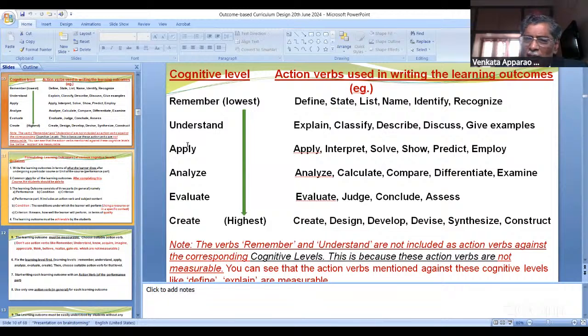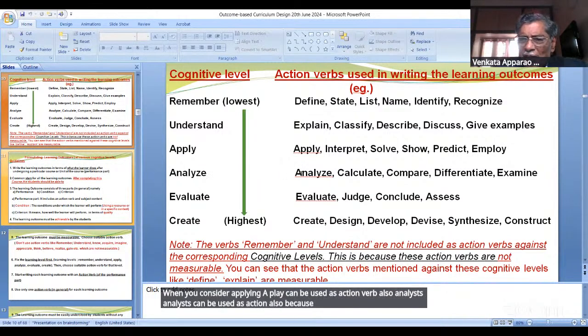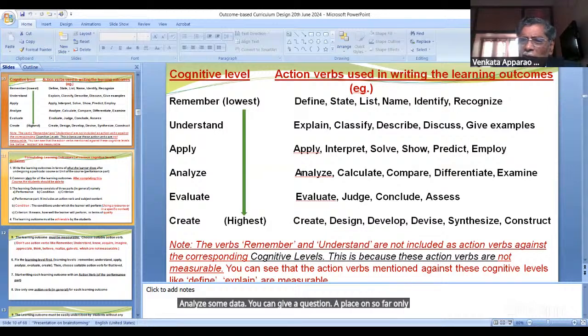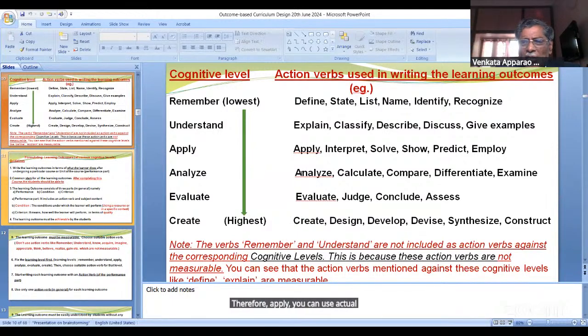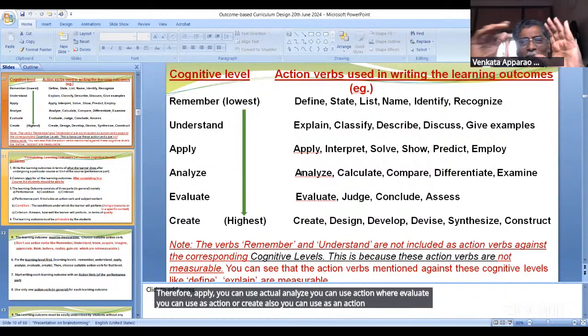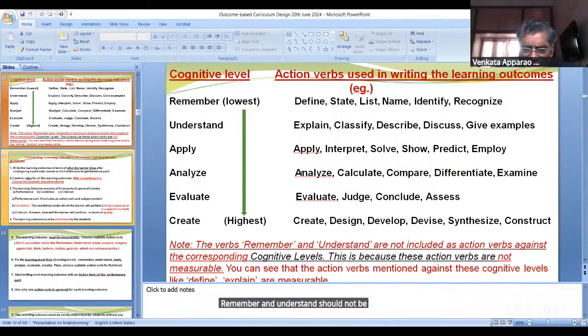Apply can be used as action verb also. Analyze can be used as action verb also because you can give a question. Analyze so and so characteristics. Right? Analyze so and so data. You can give a question. Apply so and so formula to solve the problem. You can give a question, no issue. Therefore, apply, you can use as action verb. Analyze, you can use as action verb. Evaluate, you can use as action verb. Create also, you can use as an action verb. Right? It's a very important point. Remember and understand should not be used as action verbs.